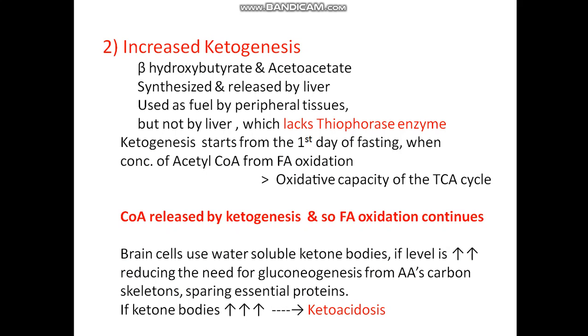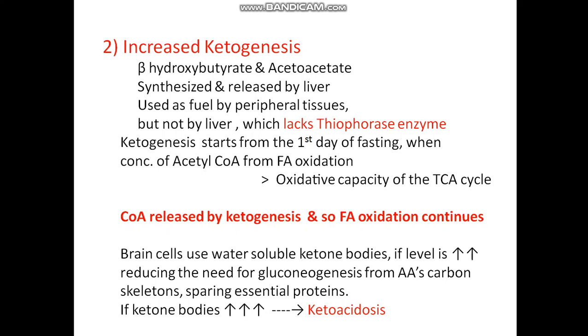The second is increased ketogenesis in fat metabolism. These are beta hydroxybutyrate and acetoacetate. Acetone is a volatile substance and it is not used for energy production. And these are synthesized in the liver and released and used for fuel by peripheral tissues. But these ketone bodies are not used by the liver because it lacks the enzyme thiophorase, which is the enzyme for ketolysis.